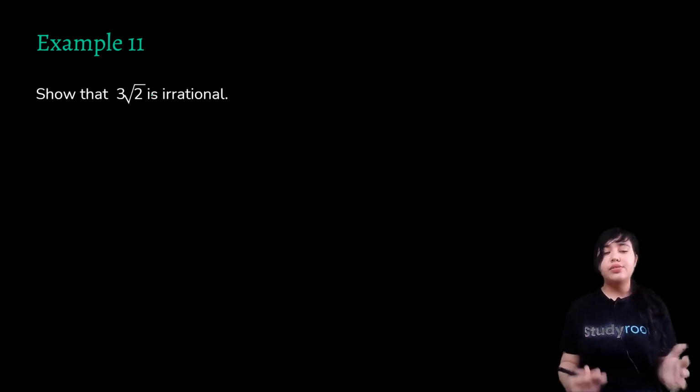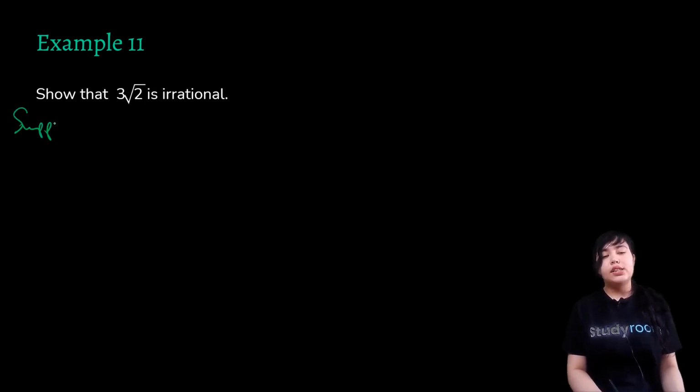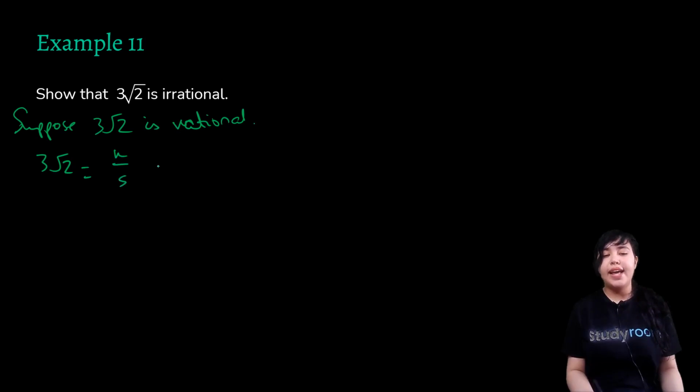Now this is another different form. Root 3, root 2 you have to prove as irrational. So write down proof by contradiction. And suppose 3 root 2 is rational. If it is rational, I can write 3 root 2 as r by s. R and s are integers, s is not equal to 0.